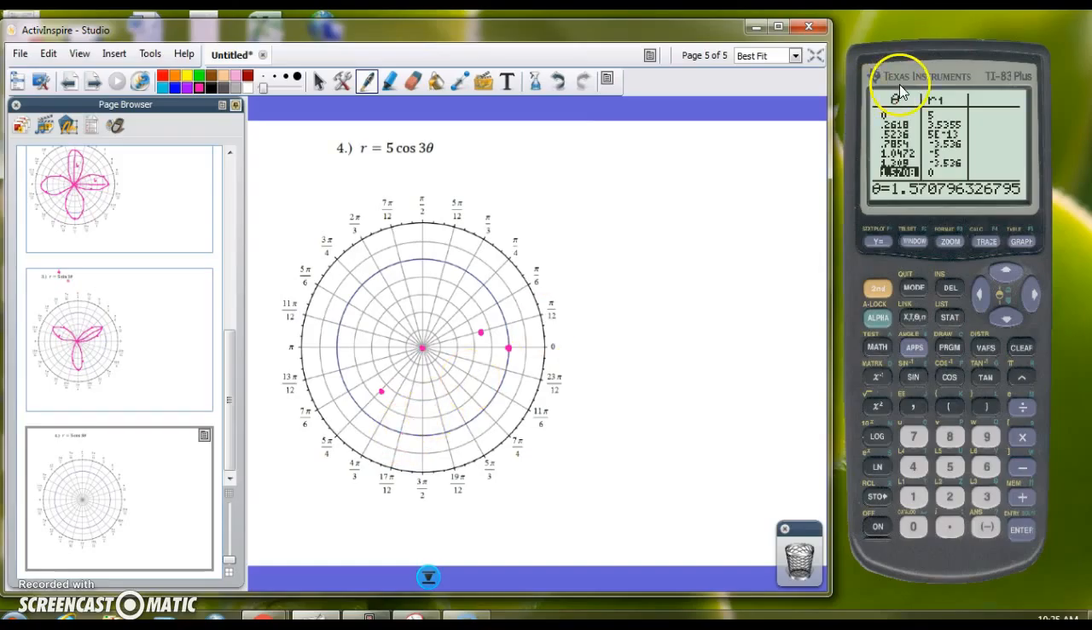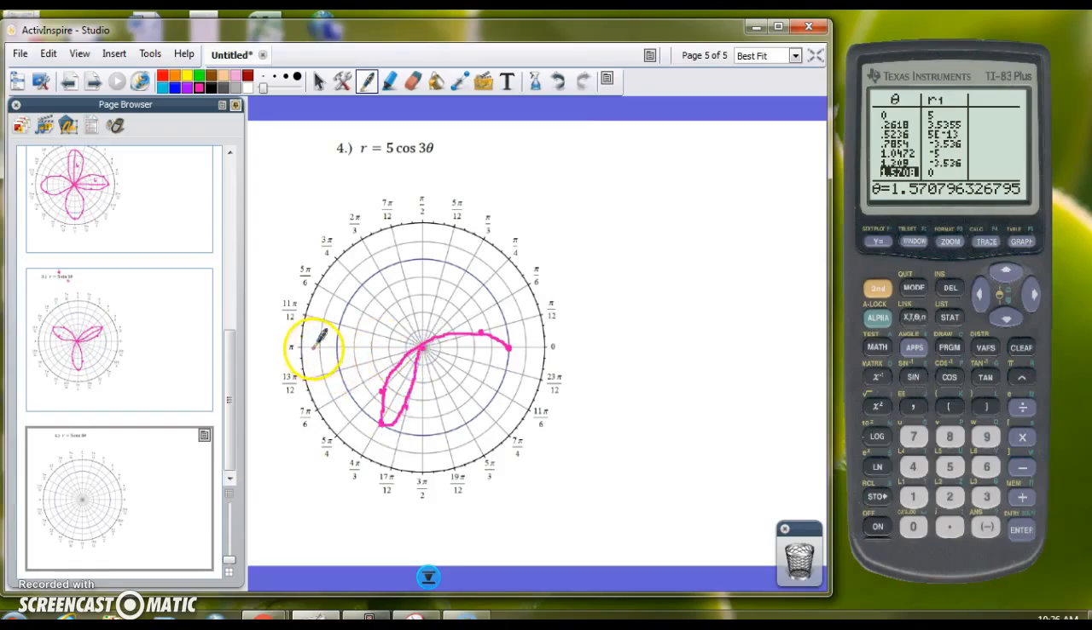Let's see. So I'm at 5. And then I was at 3.5. And then I was at 0. Oh, I missed one. I'm at negative 3.5. Then I'm at, there I am, negative 5. There we go. Negative 3.5, and I'm back at 0. Okay, so far we've got this.